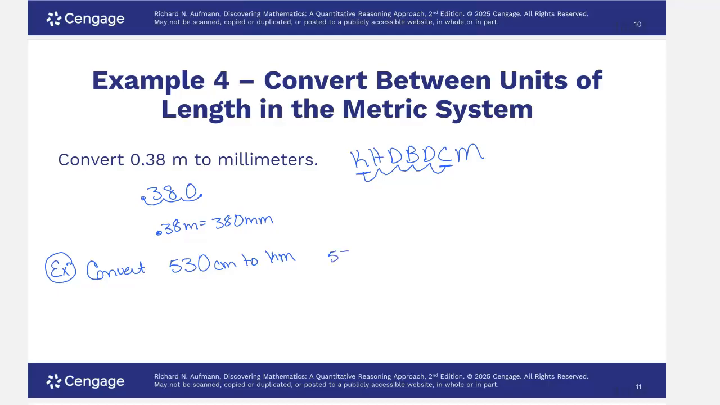So we're at 530. That decimal is understood to be here. So we're going to move it 5 times. 1, 2, 3, 4, 5. So then this is going to be equal to, we're going to have to substitute in zeros there, annex a few zeros. So 0.0053 kilometers.